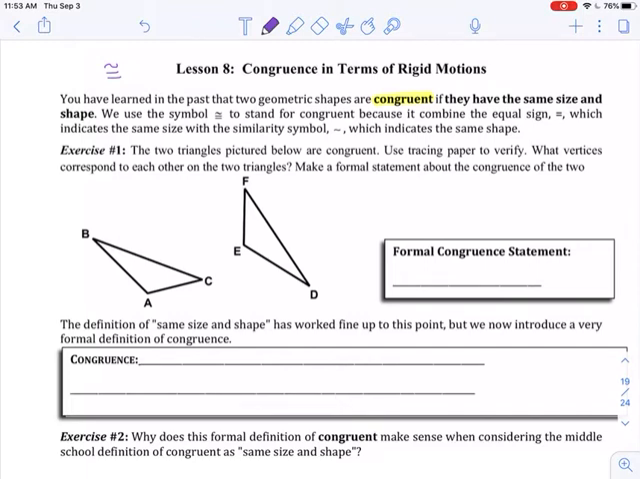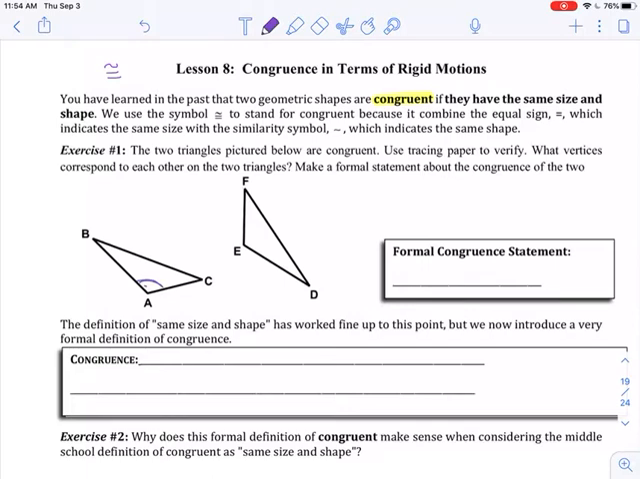We're not going to use tracing paper to verify, but if you cut out one of these triangles, you could put it on top of the other triangle. It is a little bit tricky to figure out what vertices correspond to each other, and if I actually did cut it out and place it on top of the other, it might make it a little bit easier to do. But the A is pretty easy.